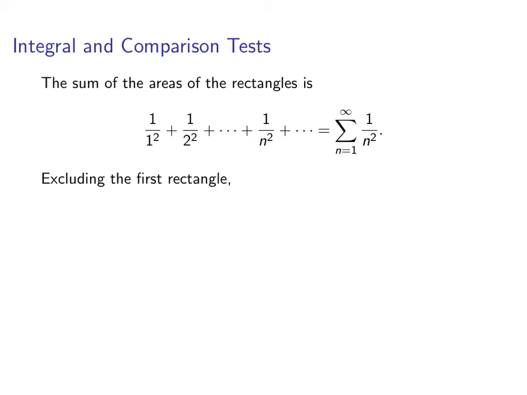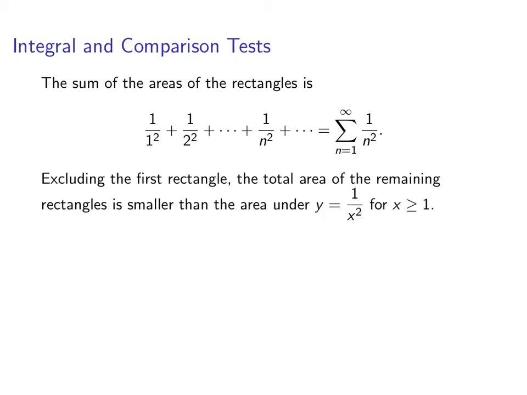Now let's throw away the first rectangle. The total area of the remaining rectangles is smaller than the area under y equals 1 over x squared for x bigger than or equal to 1. Basically, go back to that picture and ignore the first rectangle. Now let's calculate the area under the curve. That's the integral from 1 to infinity of 1 over x squared dx, which we'll write as a limit.